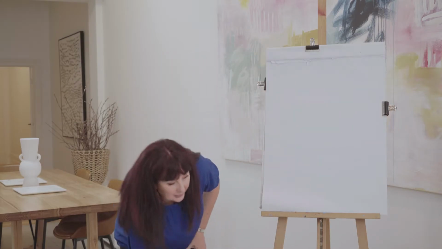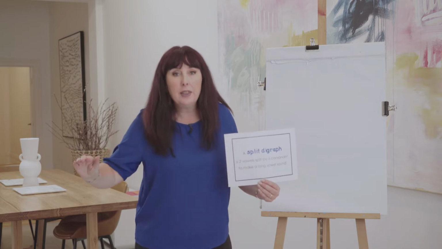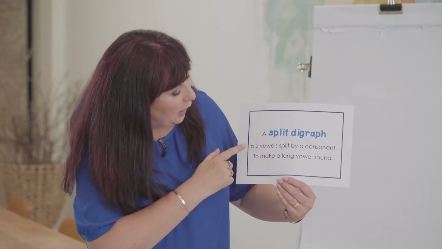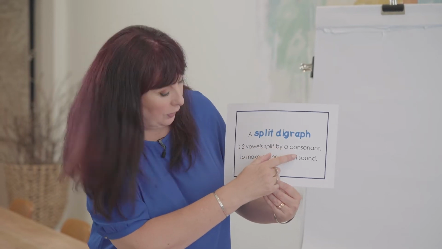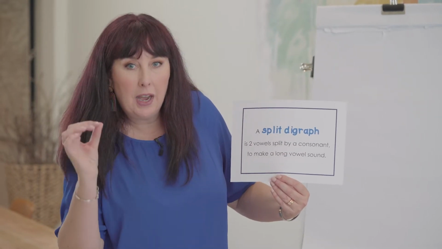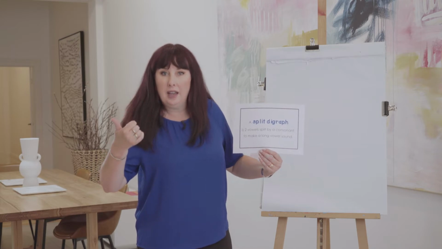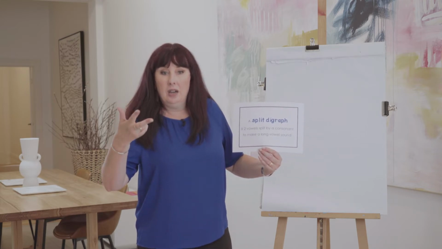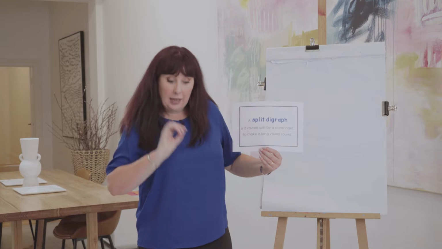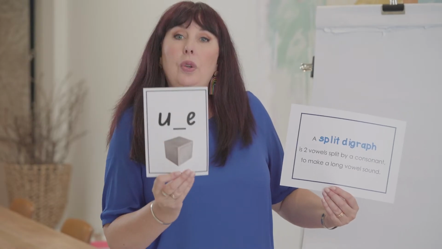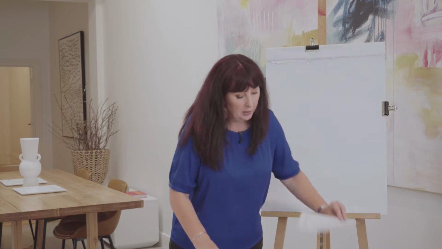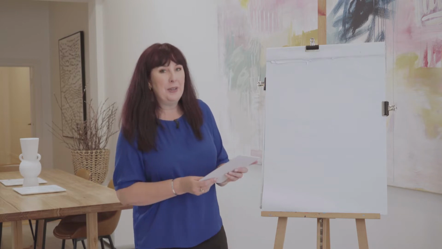Okay, let's start off remembering what a split digraph is. So split digraphs, we've been looking at them for a while now. It's two vowels split by a consonant to make a long vowel sound. So we've looked at A, E, I, O, and last lesson we looked at U in cube. We've got one more split digraph sound, but I tell you what, it's a little bit easier today because this is something you're kind of familiar with.